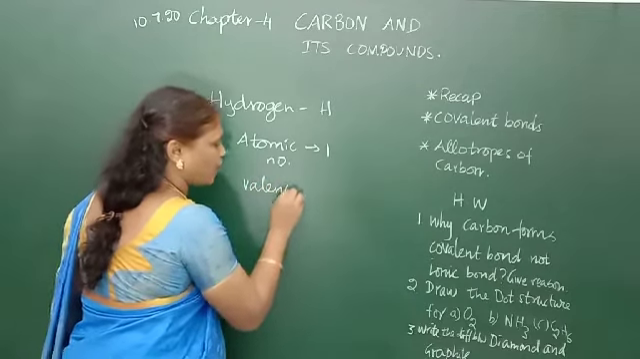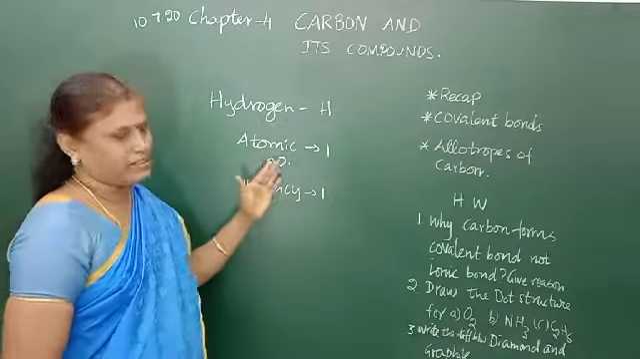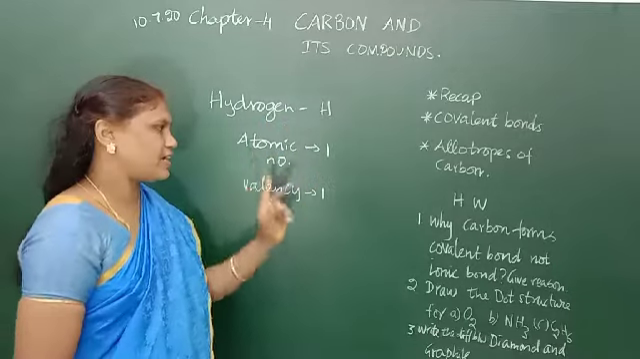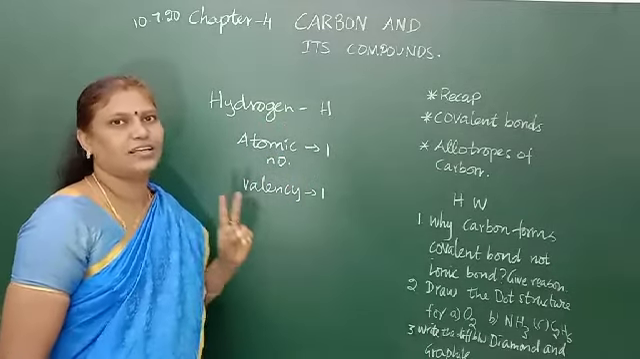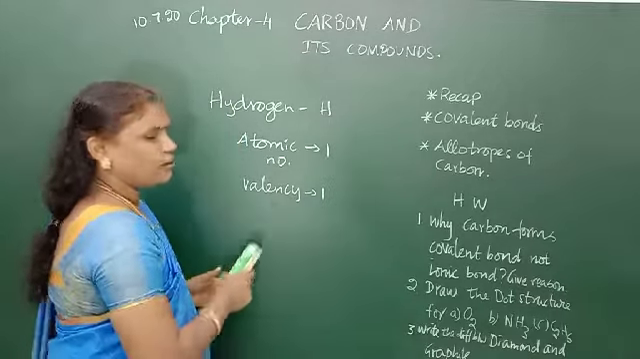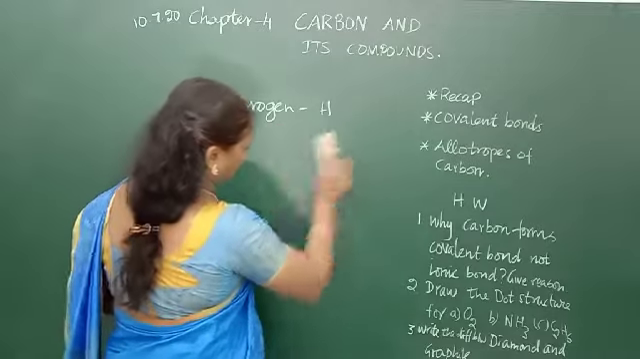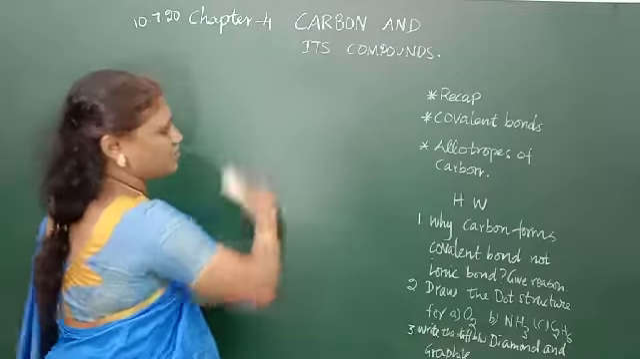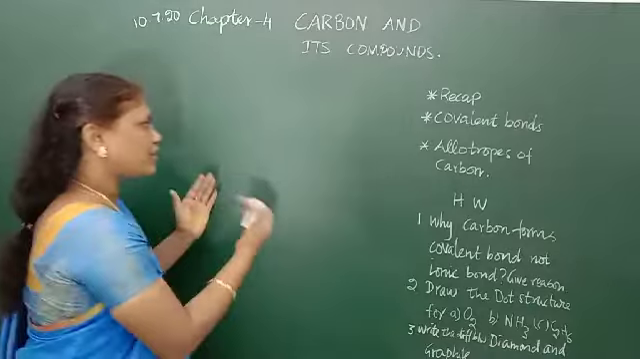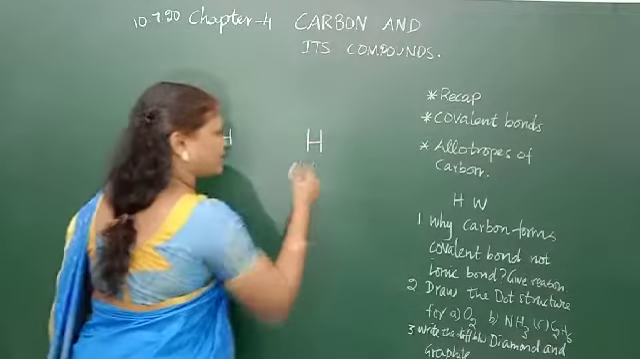It needs one more electron to complete the octet. That is, here for K-shell there is an exception, only 2 electrons is necessary. So here it needs one more electron to have a bond and to satisfy the K-shell. So what it will do? Hydrogen, okay, and another hydrogen.